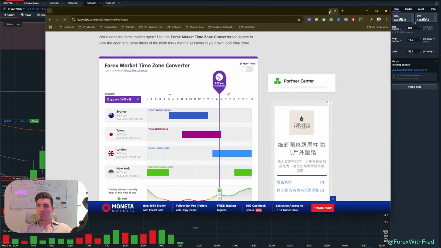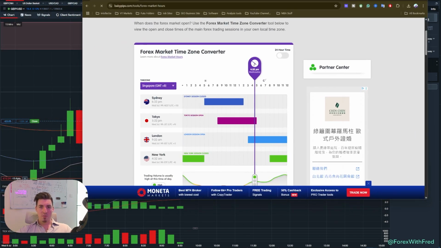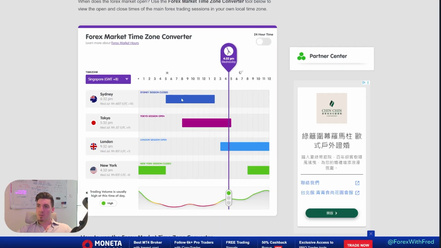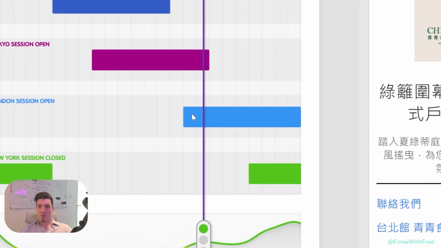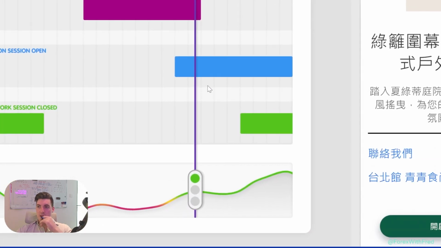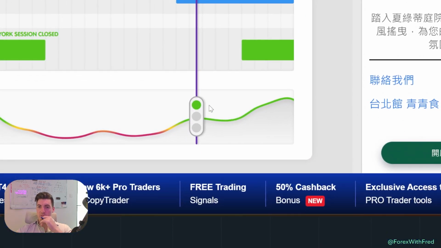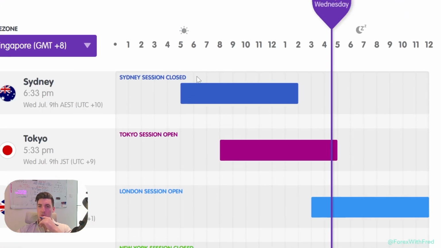Yeah, so hold on, you can see it here. Check this out. It's like a little timetable thing that shows you the London session that's just opened, right? The London session is just open, and it shows how much volatility there'll be within Forex trading. It's pretty cool. I quite like this.